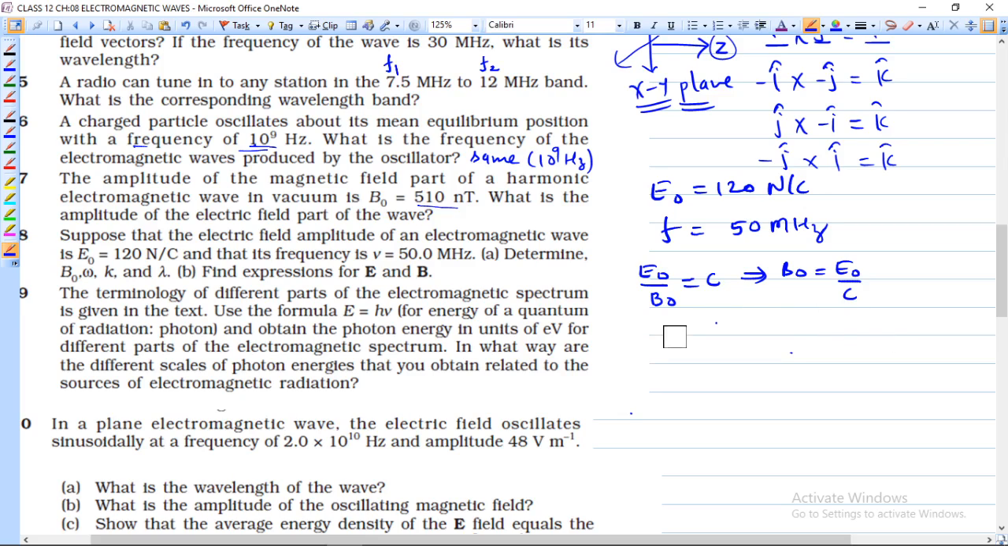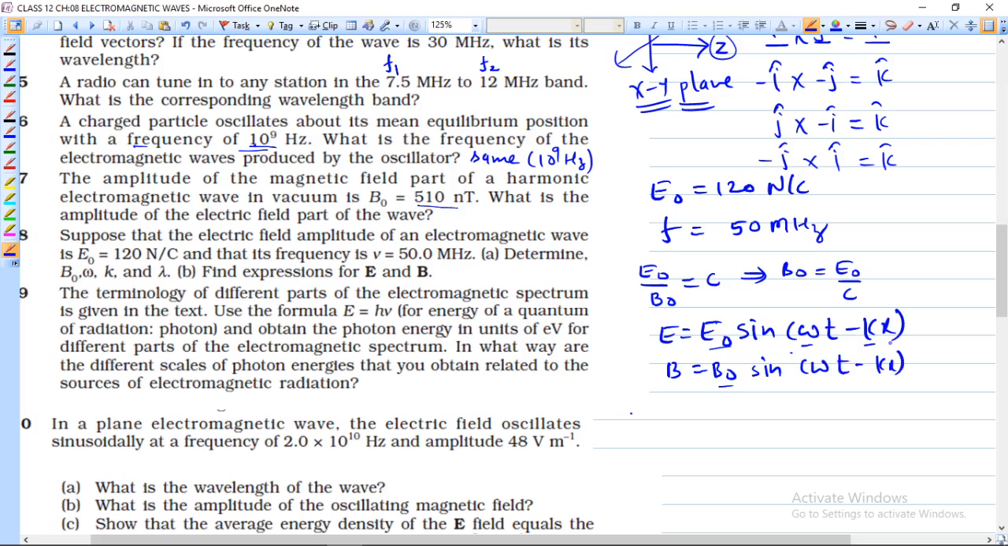E is equal to E0 sine omega t minus kx. Omega and k values we have already derived. Okay, and B is equal to B0 sine omega t minus kx. See, E0 value we have also calculated.